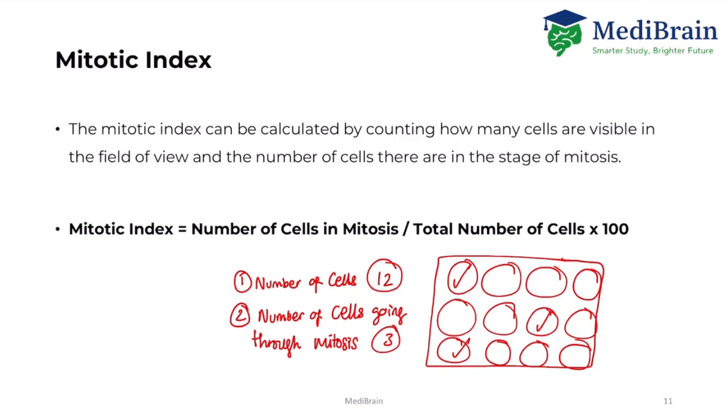You would then plug in these values into this formula over here. The number of cells in mitosis divided by the total number of cells that you can see, multiplied by 100. Sometimes you can leave your answer as a decimal as well. Okay, so the number of cells in mitosis would be 3, divided by the total number of cells that you can see, which would be 12, and then you would multiply by 100, which would mean that you have 33.3%. Okay, but normally you can leave your answer as a decimal, 0.3. Okay, and that's basically mitotic index.